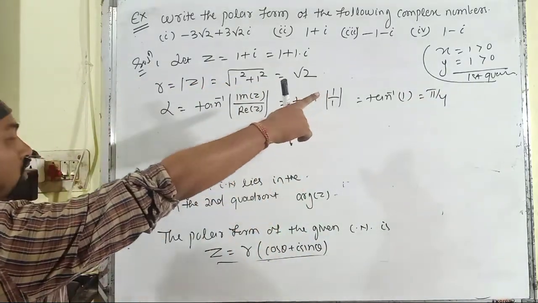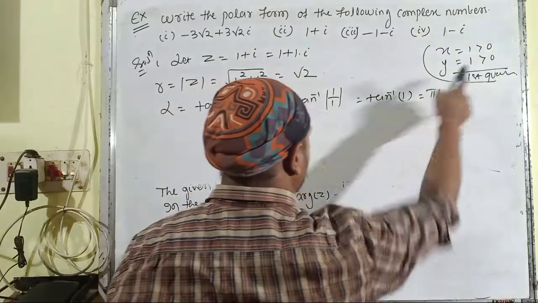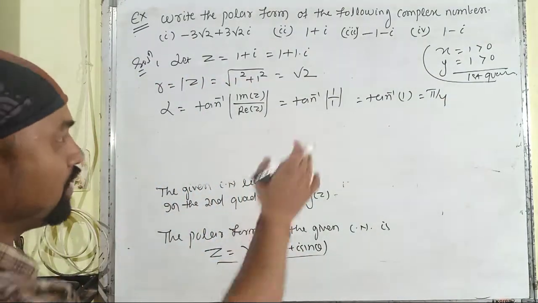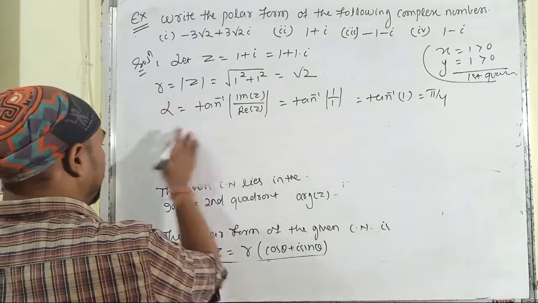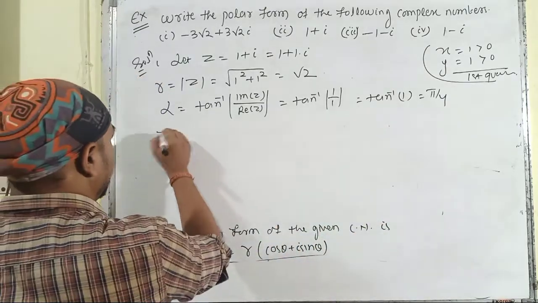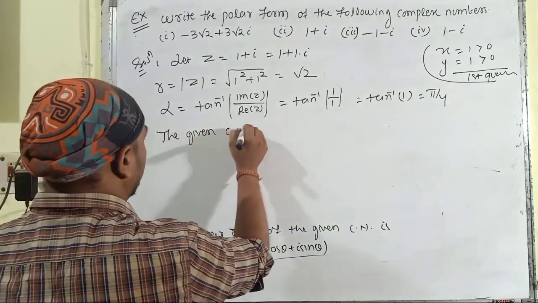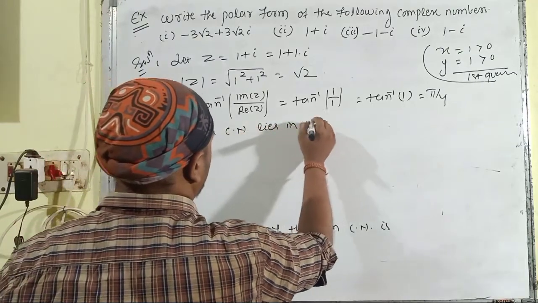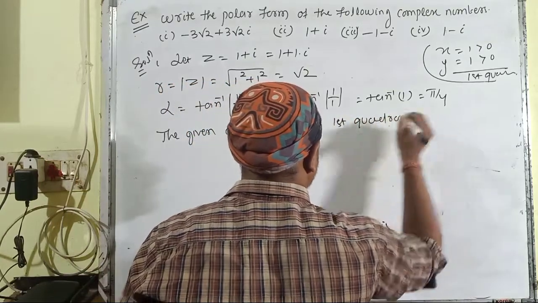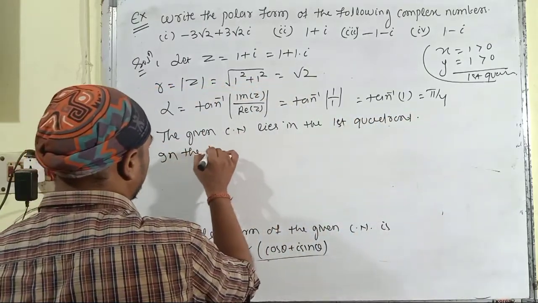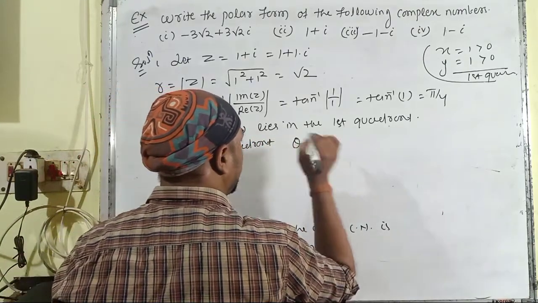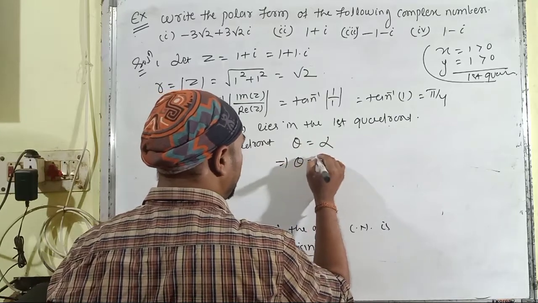Because the complex number lies in the first quadrant, here theta is equal to alpha. That means the argument of the complex number is equal to the value of alpha. The given complex number lies in the first quadrant. In the first quadrant, theta is equal to alpha. That means theta is equal to pi by 4.